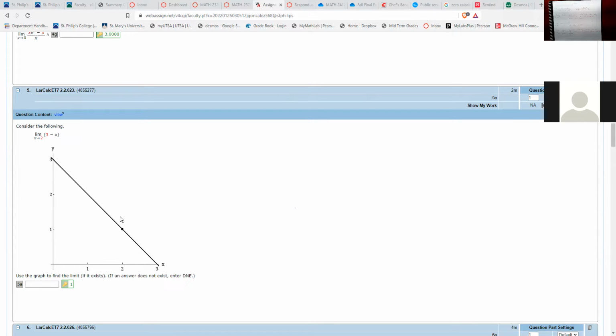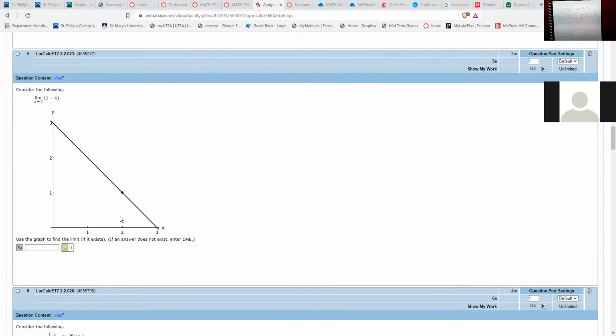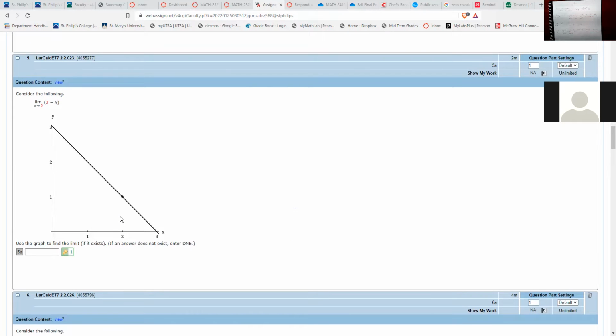Does the concept make sense? So at 2, it would be undefined. If we were to graph it, well, this is the graph right here. So as x approaches 2, it goes to 1 from both sides. Since they are the same, the limit is 1. That it exists.